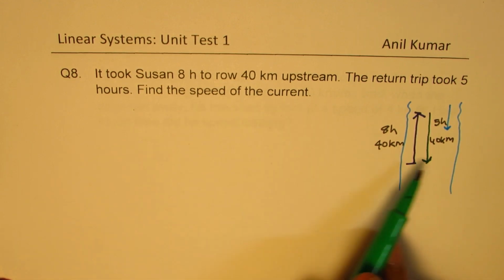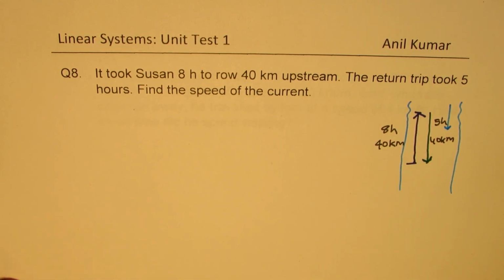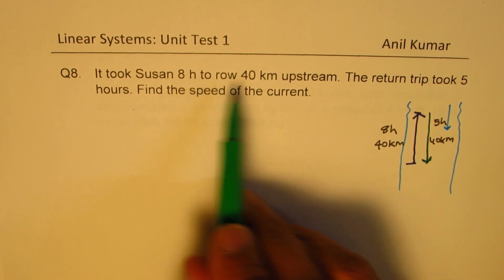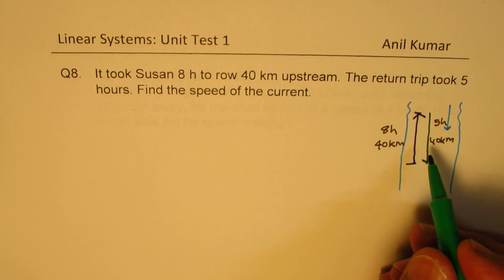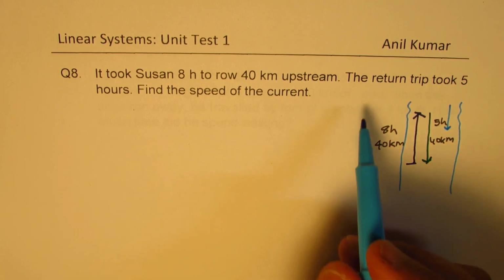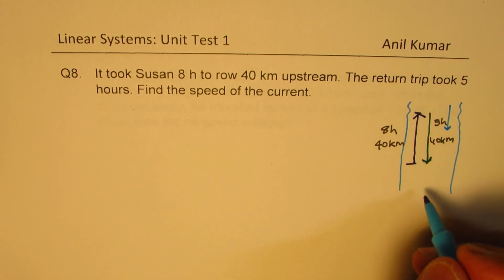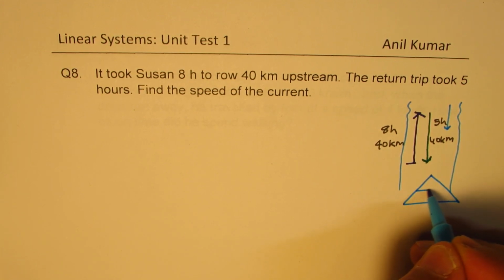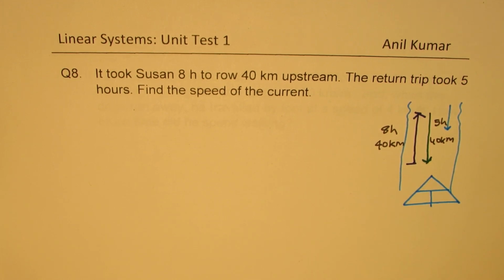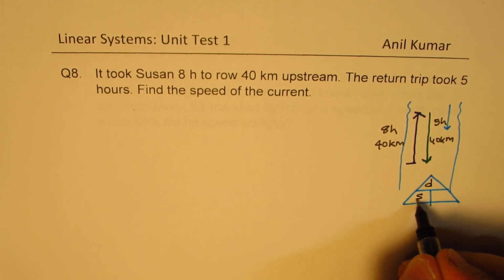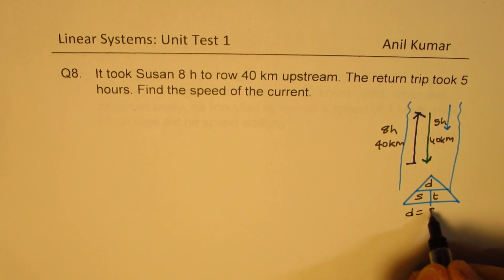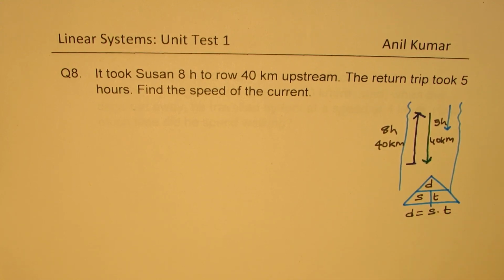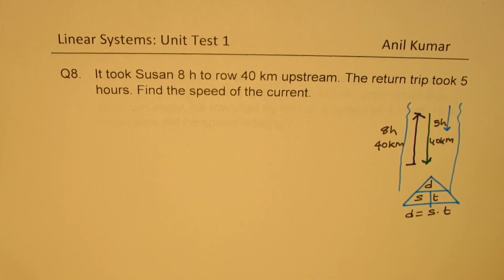So while coming down, that was the situation. You need to find the speed of the current, right? So you can find the speed of both, the rowing speed and the current speed. So let us see how to solve such questions. It's a distance, speed, time question. Remember one thing, how distance, speed and time are related. Distance is equal to speed into time, right? That is how they are related. We are going to use this relation to solve the question, correct?